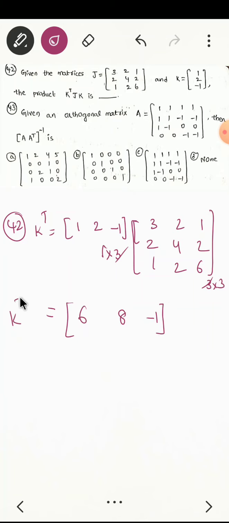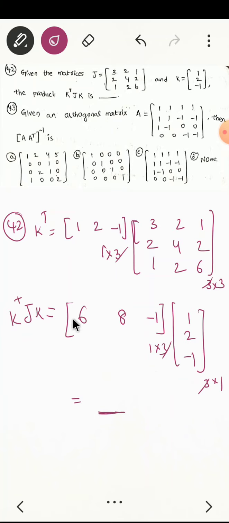Now up to K transpose J I have done. Then I have to multiply by K also. K will be 1 2 minus 1. This is 1 cross 3 and this is 3 cross 1. So I will get a 1 cross 1 matrix, that is a single value. 6 into 1 is 6, plus 8 into 2 is 16, plus minus 1 into minus 1 is 1. So in total 23 is the value.